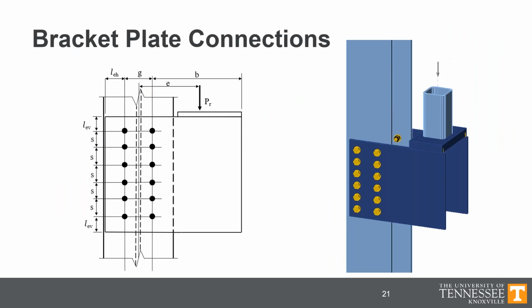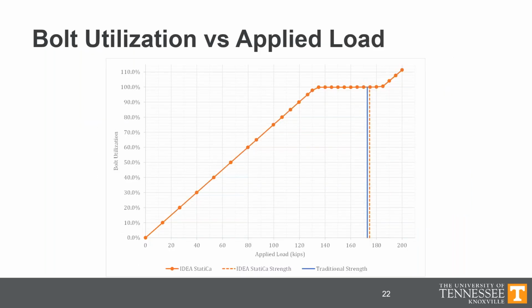The next connection type that I would like to talk about are bracket plate connections. Unlike the T-stubs, these are not terribly common connections, but they do allow for a relatively clean evaluation of eccentrically loaded bolt groups. For the traditional calculations, the strength of a bolt group is determined using the instantaneous center of rotation method described in Part 7 of the AISC manual. And an interesting thing happens in IDEA StatiCa for these connections.